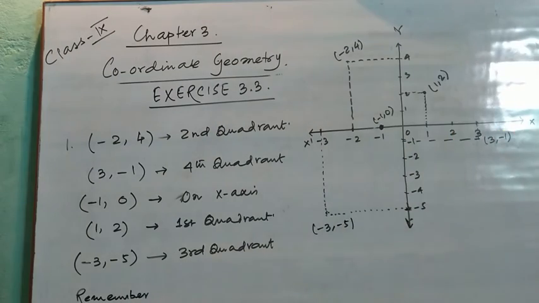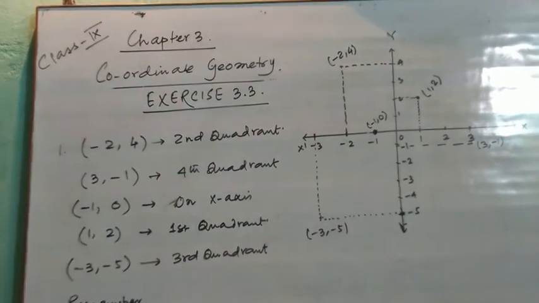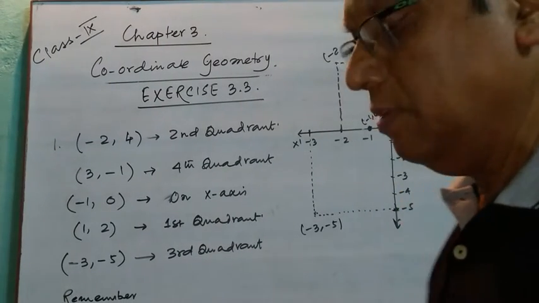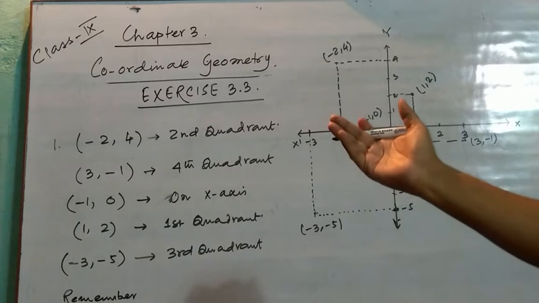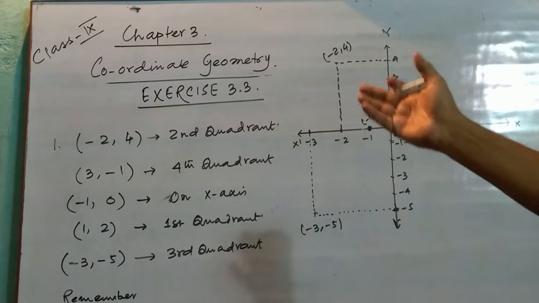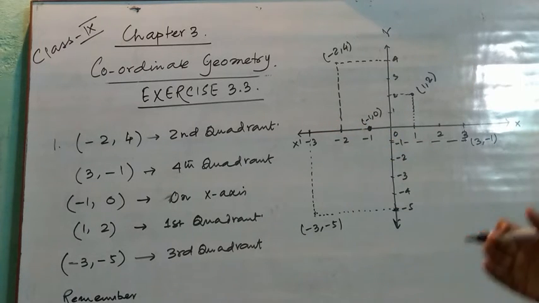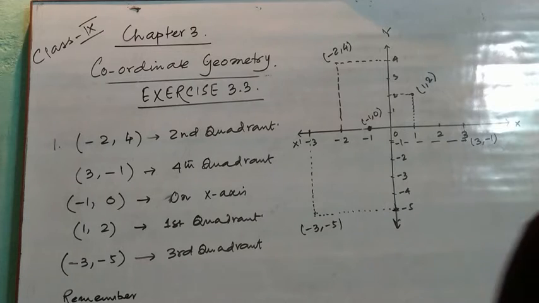So this is all about your question number 1, how to plot the given points, and how you can identify whether a given point lies in the first, second, third, or fourth quadrant, or whether it lies on the x-axis or y-axis. Question number 2 we will do now.